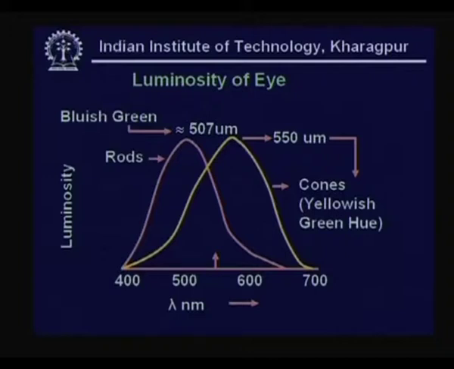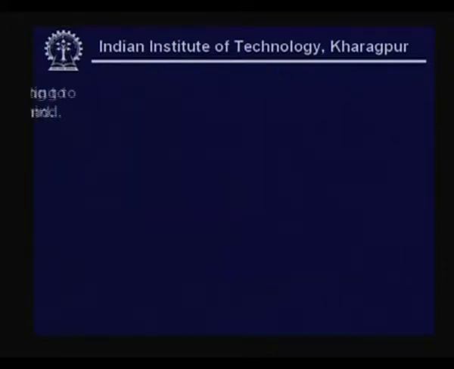Its yellowish green hue would be the color. The curve pertaining to cone vision is orange on this diagram. There is a small error in the diagram. It should have been 507 nanometers, it is written as micrometers, it should be nanometers, 550 nanometers, not 550 micrometers.